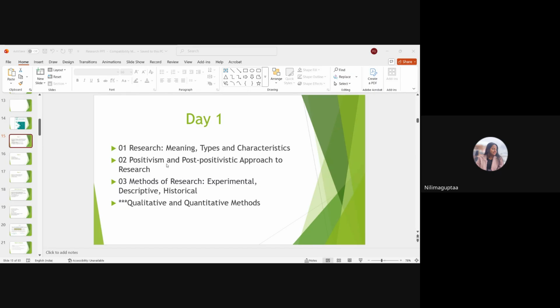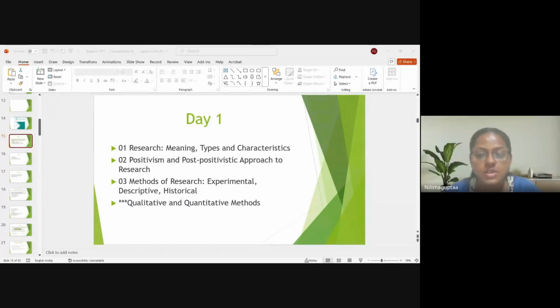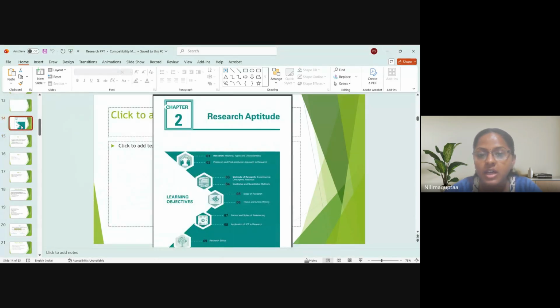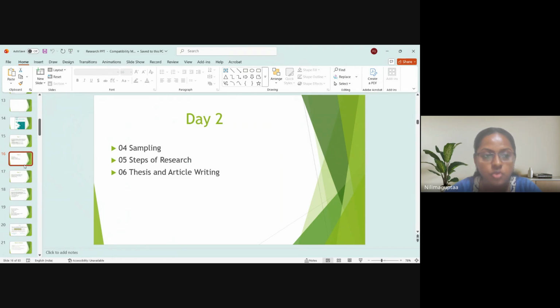Then we will see what is positivism and post-positivism in research. And then we will see the methods of research, the different types of methods for how research is done. This qualitative and quantitative method is actually given in your syllabus as part 4, but we are taking it today itself in part 3 because it is a kind of method of research itself. Then one additional topic that is not mentioned explicitly in the syllabus, but we'll be doing, is sampling, because a lot of questions come from the topic of sampling.